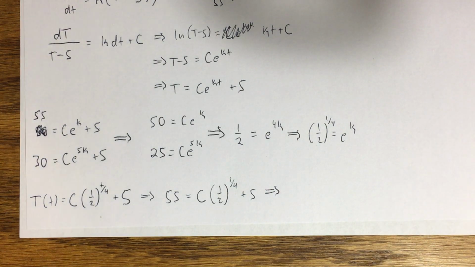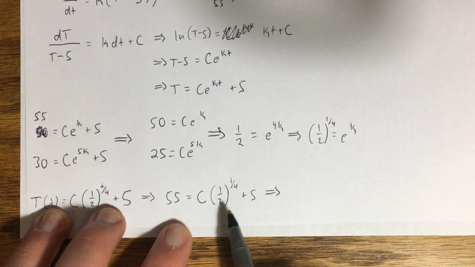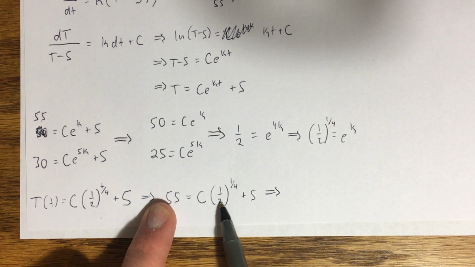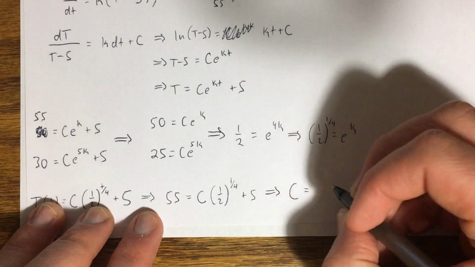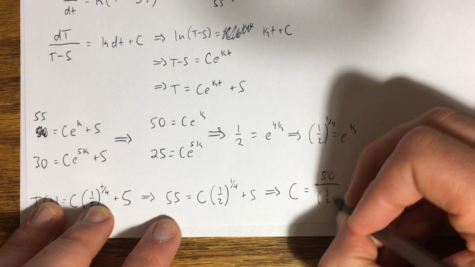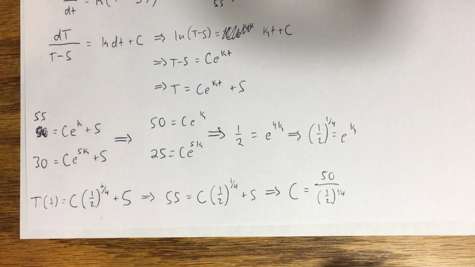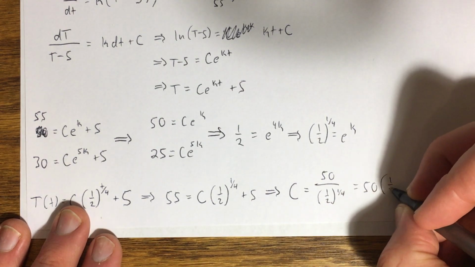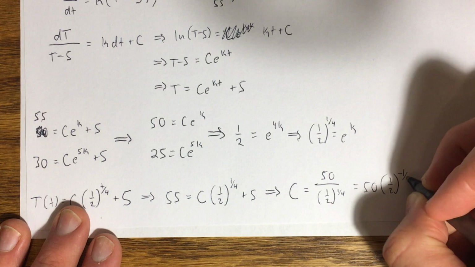Okay? Notice now c is the only unknown in that equation. I can solve for c. And what's that going to look like? Subtract 5 from both sides to get 50. Divide both sides by 1/2 to the 1/4 power. So that's going to give me c equals 50 over 1/2 to the 1/4 power. Again, you notice I'm not putting anything into a calculator quite yet. Let's actually write that even a little differently: 50 times 1/2 to the negative 1/4 power.